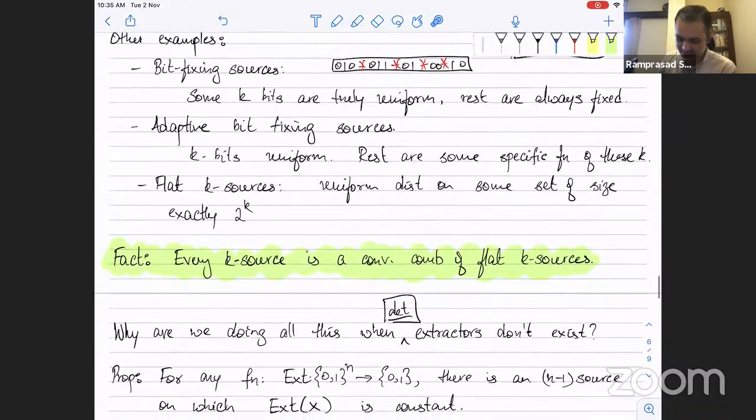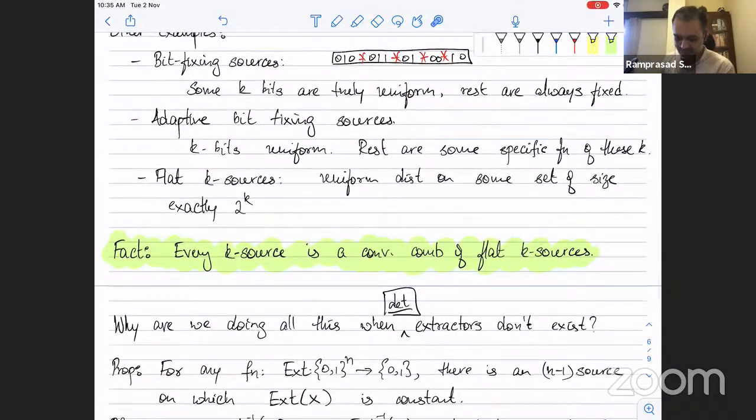So here is a weird proposition: fix any potential extractor function you have, something that takes n bits and returns a single bit. Then there is an n-1 source on which this extractor is always a constant.